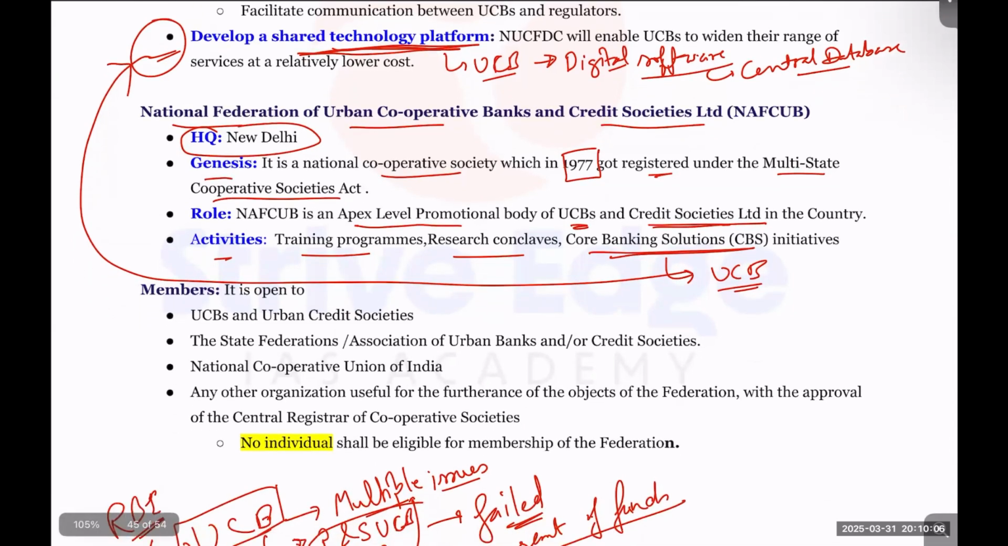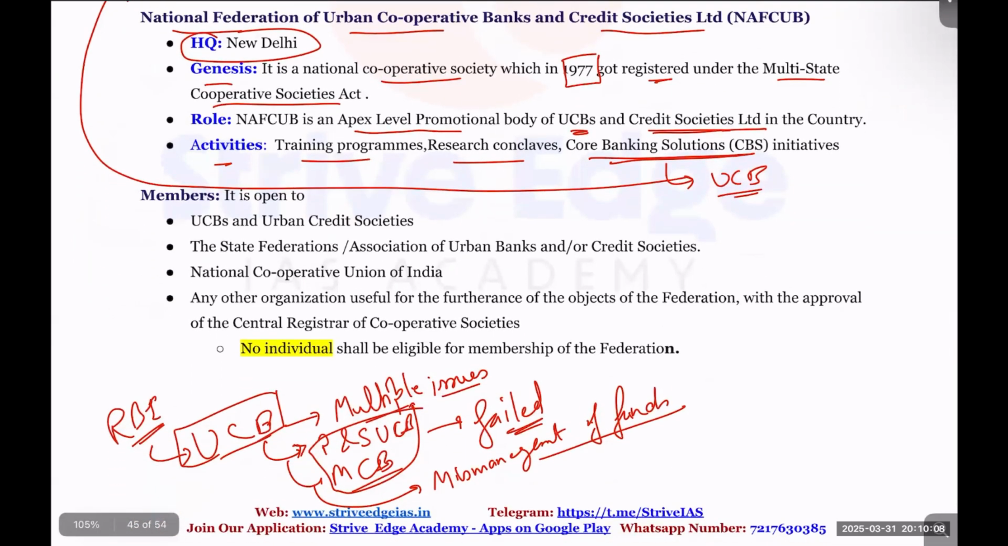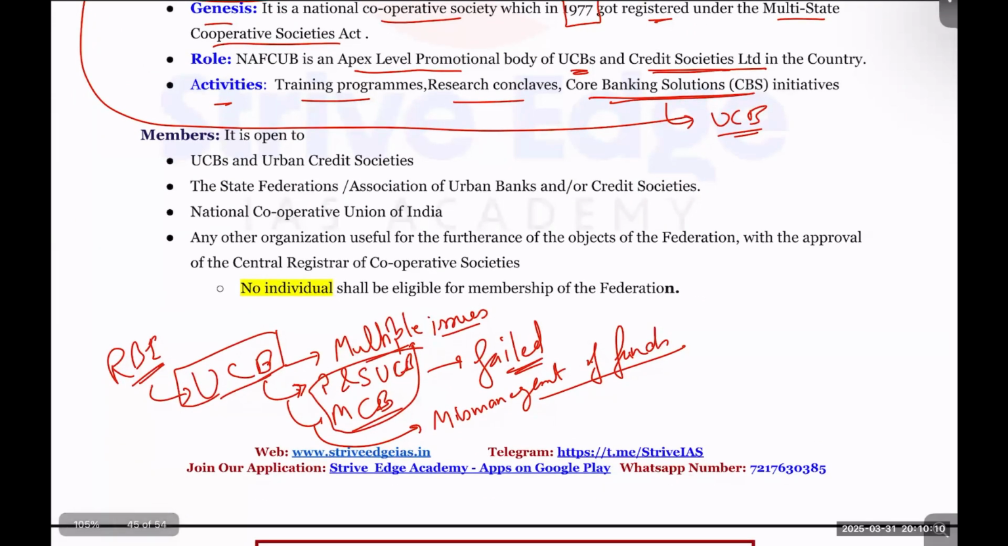Now, who will be the members of this umbrella organization? It will be urban cooperative bodies, state federations, the National Cooperative Union of India, and any other organization. But you should remember that no single individual is eligible for membership of the federation. This is the most important thing. If UPSC has to ask this question, it will include that an individual can also be a member, and then you have to eliminate this option, and then you will reach the answer.